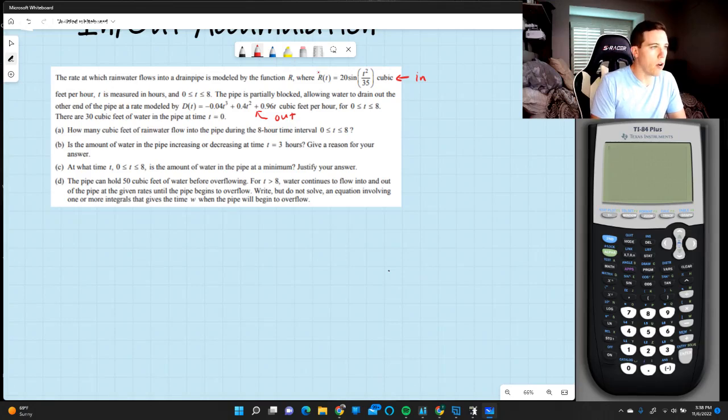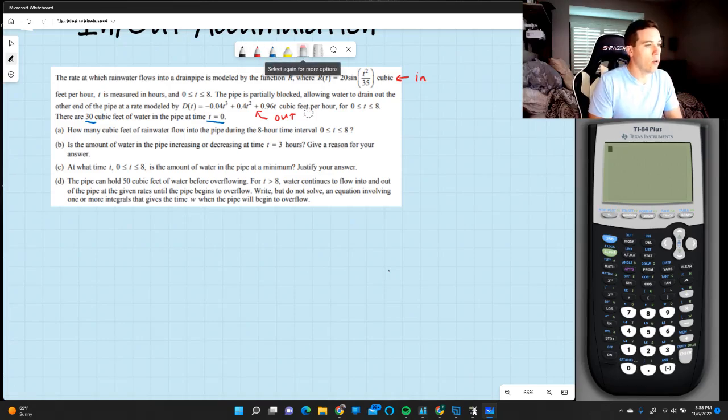Sometimes we have problems where they're not the same interval. One is 0 to 8, the other one could be 4 to 8 because it doesn't drain out the entire time. So pay attention to that. And then lastly, we have this right here, our initial condition, 30 cubic feet at time 0. So pretty standard in-out accumulation problem.